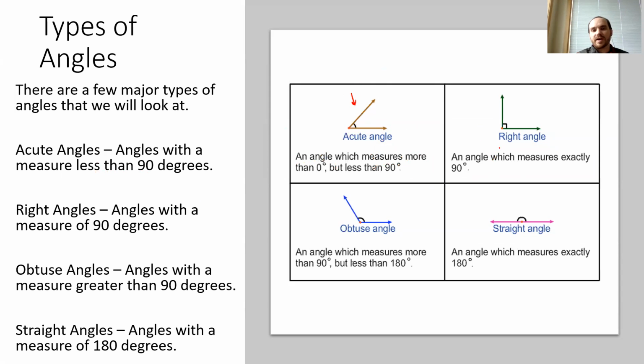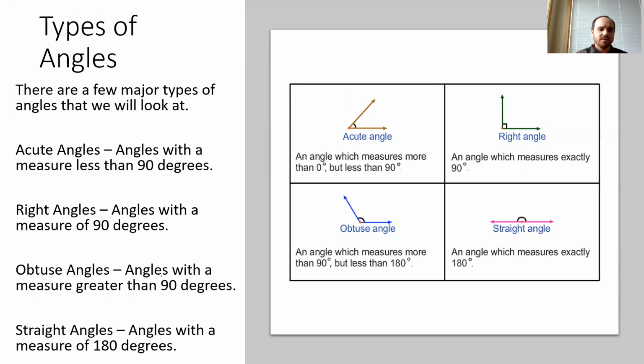Right angles are an angle which measures exactly 90 degrees. So that's a straight up, straight down one. Often we represent right angles with the little box in the corner. I'm pretty sure most of you already know that, if not all of you. But just in case, that is a right angle right there.